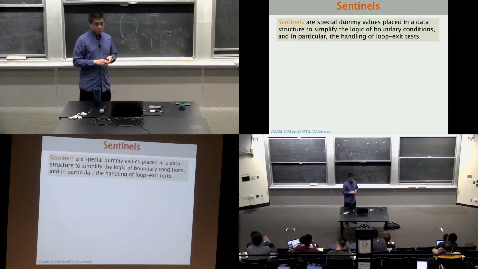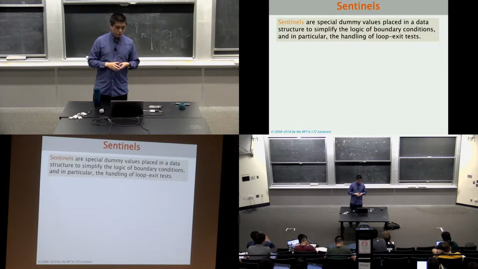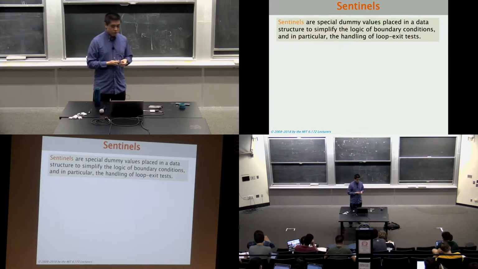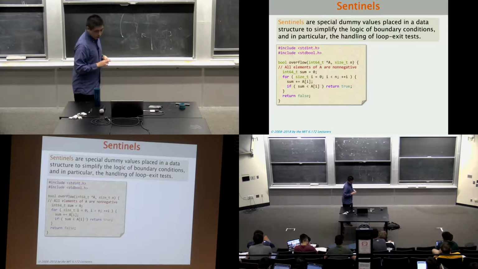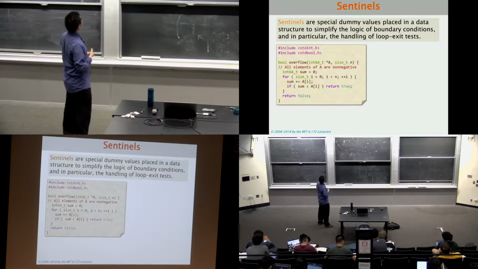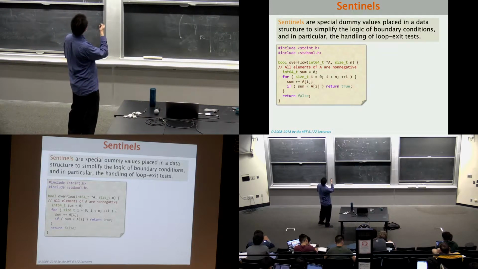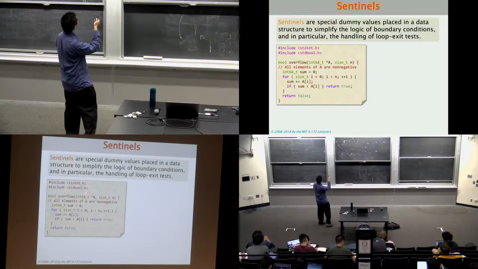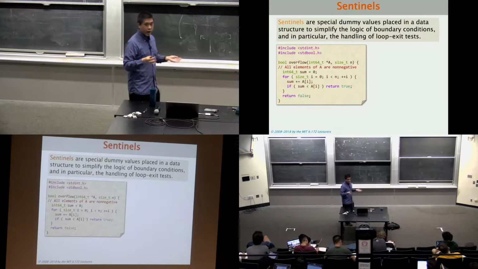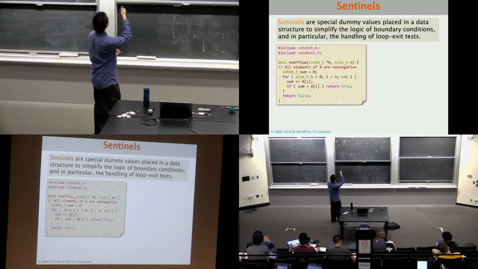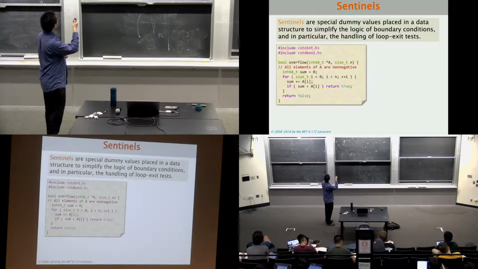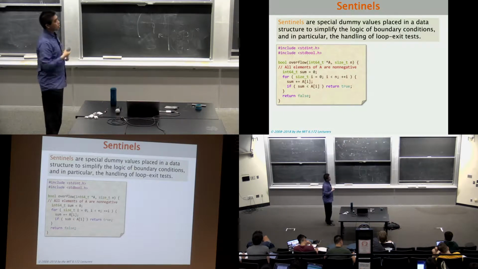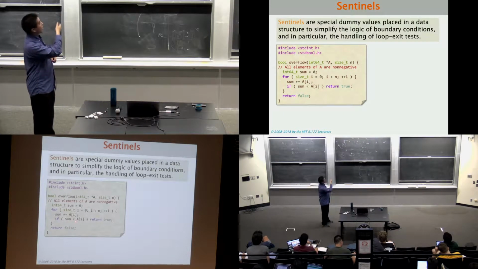OK, sentinels. So sentinels are special dummy values placed in a data structure to simplify the logic of handling boundary conditions, and in particular, the handling of loop exit tests. So here I have, again, this program that checks whether the sum of the elements in some array A will overflow if I added all of the elements together. And here I've specified that all of the elements of A are non-negative. So how I do this is in every iteration, I'm going to increment sum by A of i. And then I'll check if the resulting sum is less than A of i. Does anyone see why this will detect if I had an overflow?